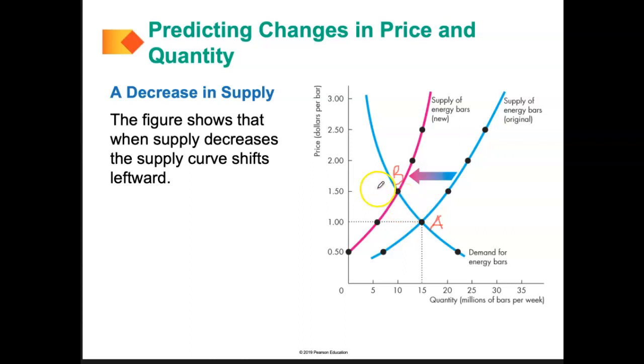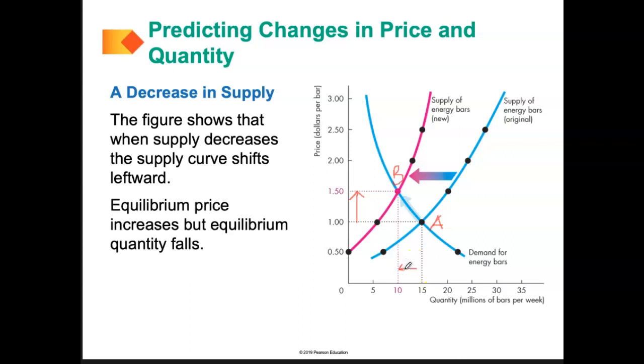Okay, so price actually increases and quantity actually decreases. Okay, so comparing the old one to the new one, price increases and quantity decreases. Okay, so when there's a decrease in supply, equilibrium price increases, but equilibrium quantity actually falls.